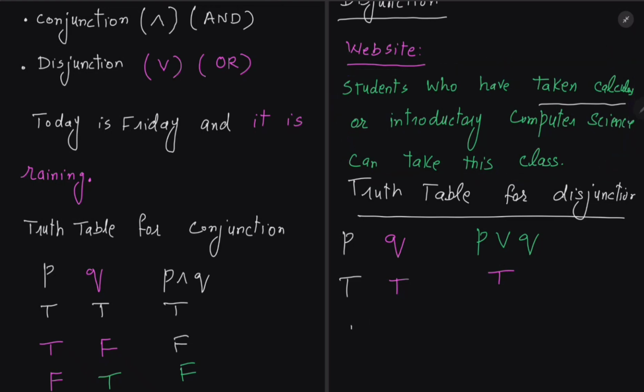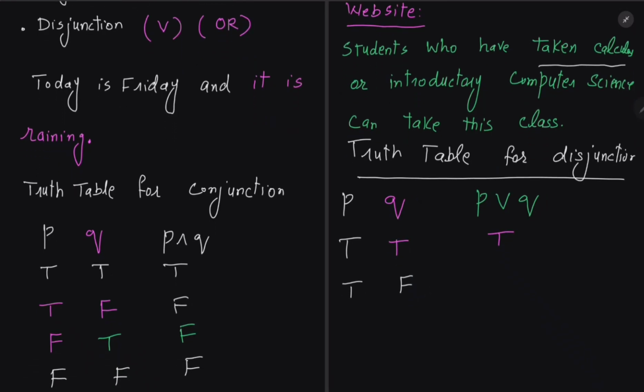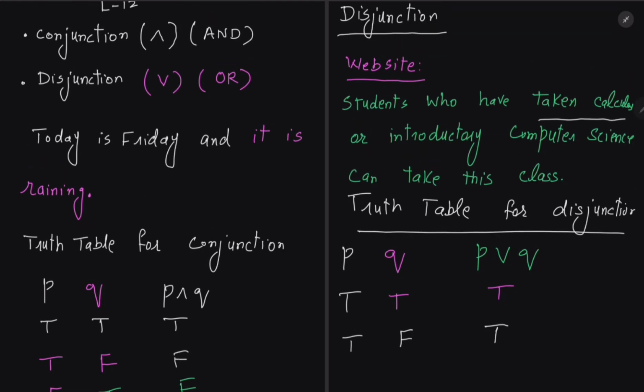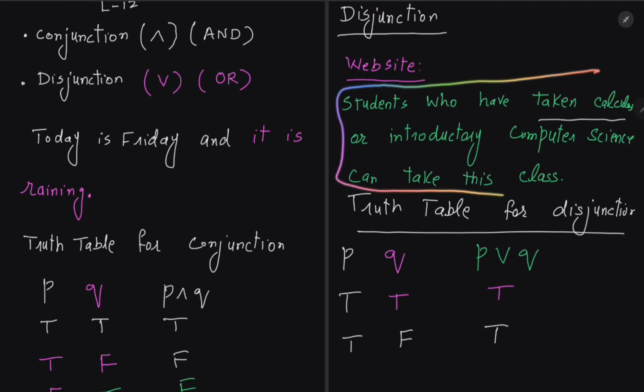Next, if we have, for example, true, the student has taken calculus, but they did not take the computer science course, it means that the combination of two statements is also true. Okay, it means that you pass this statement. If you pass this statement, it means that you can sit in the class. True.